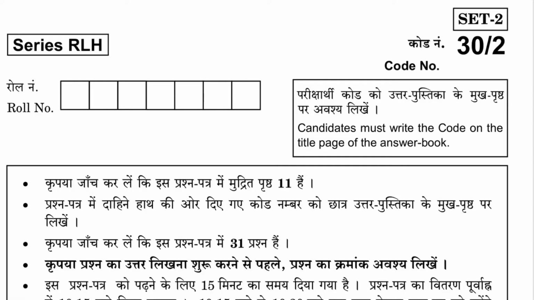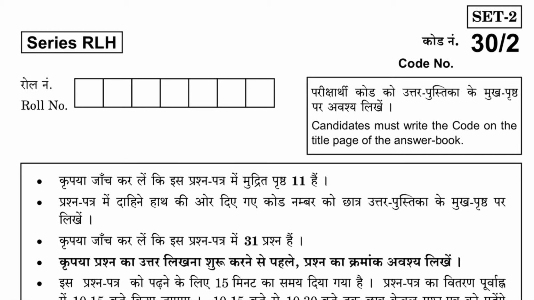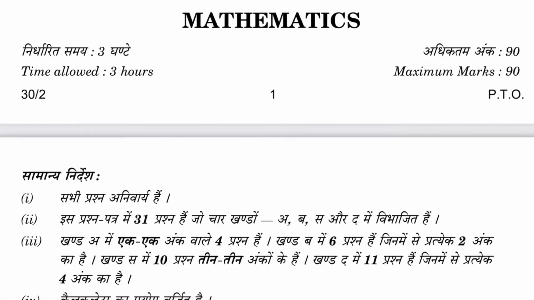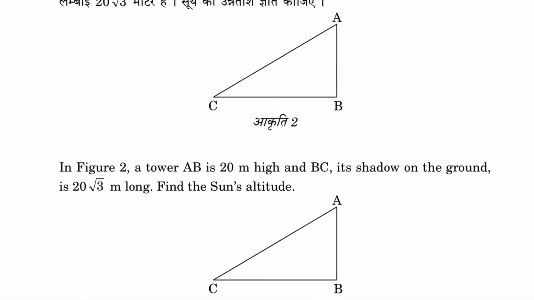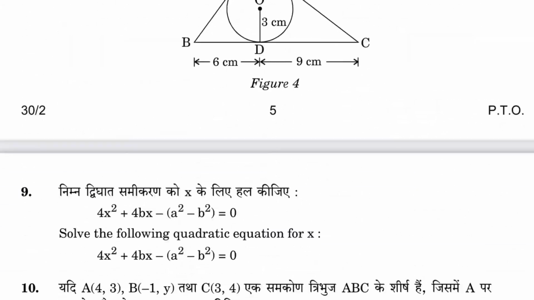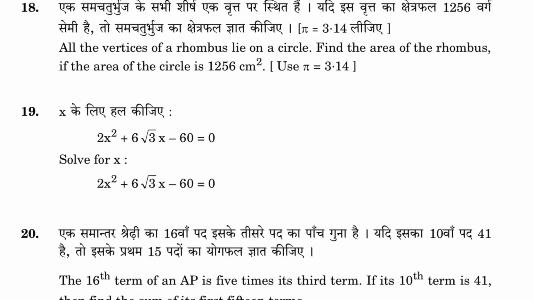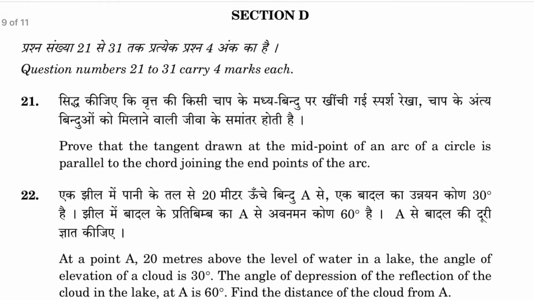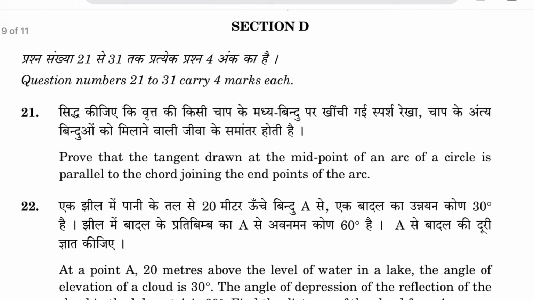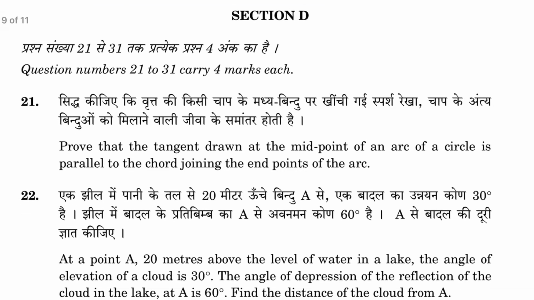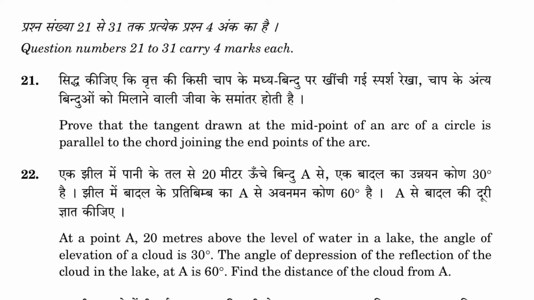Hello everyone. So we are continuing to solve our CBSE Math board paper for class 10th, year 2015, set 2. We have already finished doing section A, section B and section C in our previous videos. Now let's move to section D. In this section, there are 11 questions and 4 marks each. So let's move to question number 21.